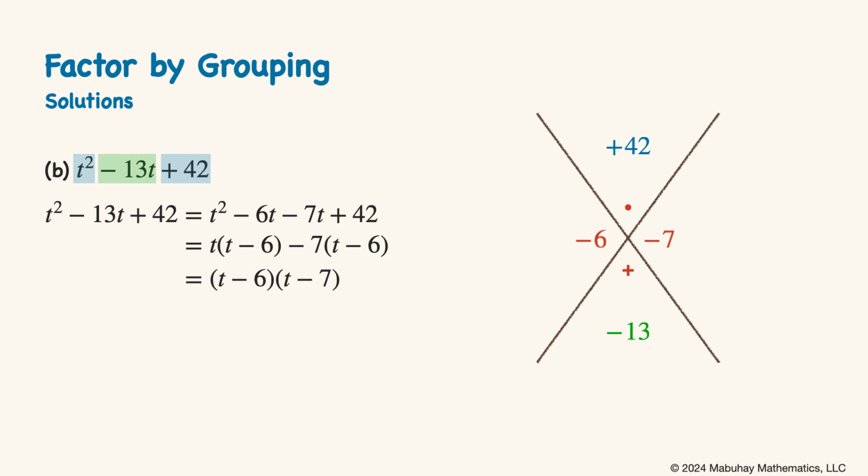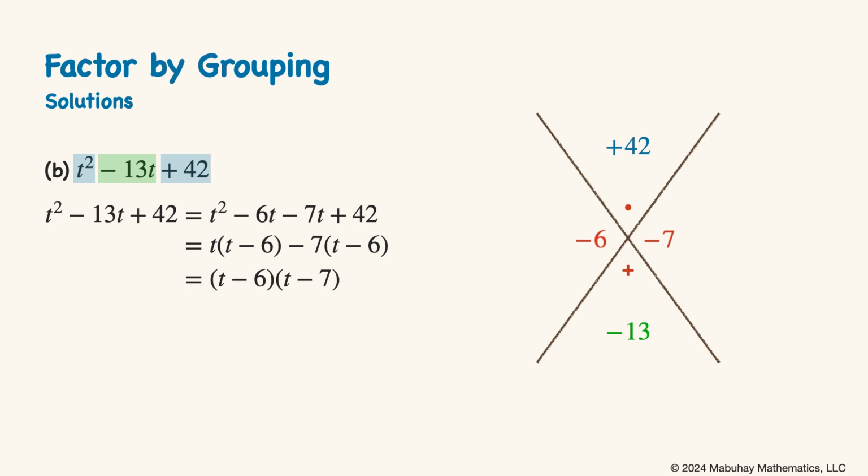And again, we can take another look at this and notice that the shortcut I mentioned before would have worked here because the leading coefficient was only 1. It would have worked to write the factors as t plus the first magic number times t plus the second magic number. We would have gotten exactly the same thing. Still, it's good to understand factoring by grouping because it's a systematic approach that works regardless of whether the leading coefficient is 1.